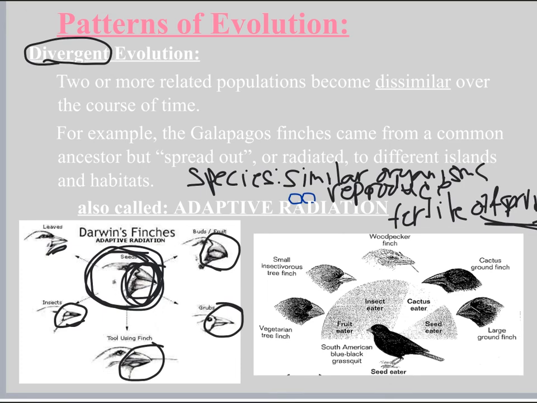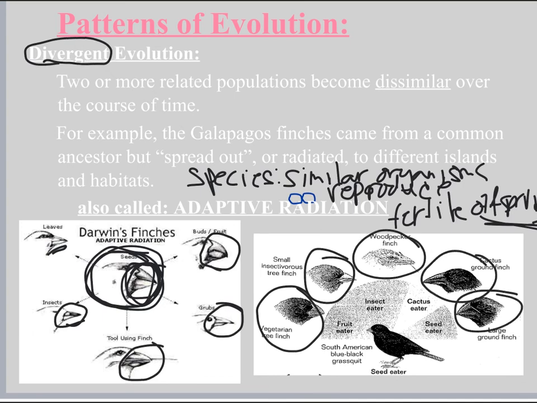So when we're talking about divergent evolution, we're talking about all of these birds becoming different species, meaning they've interacted with only each other for so long that they've become genetically dissimilar enough that they can no longer interbreed with other types of finches. So that wraps up our unit on evolution, and wraps up our year.